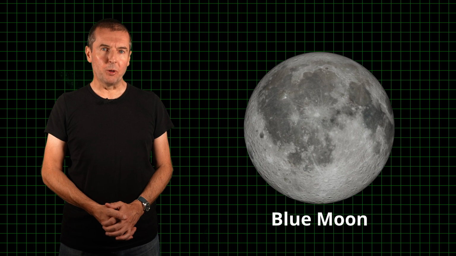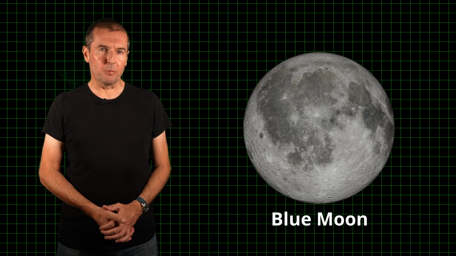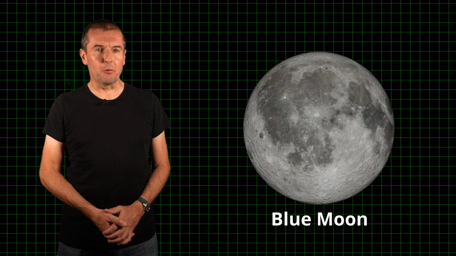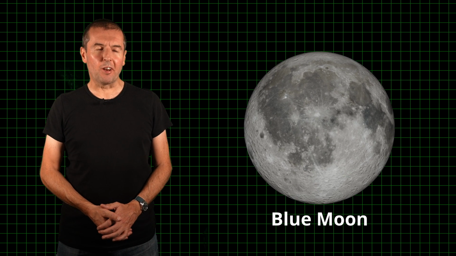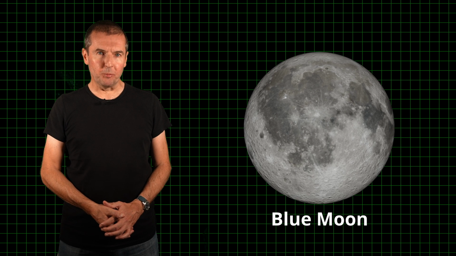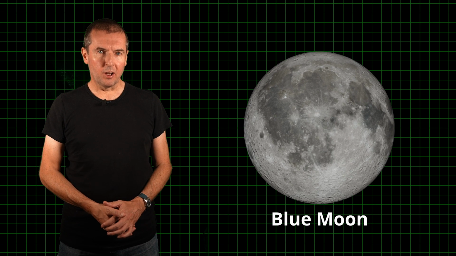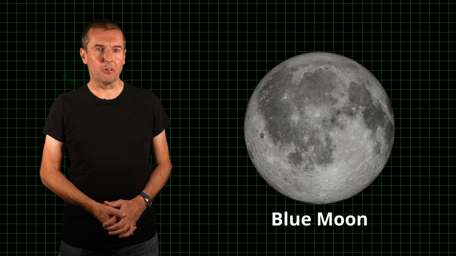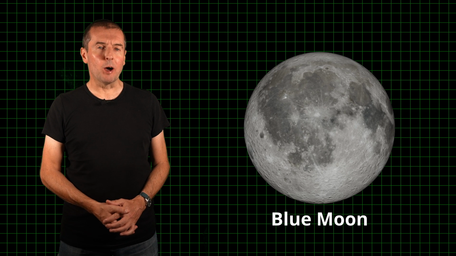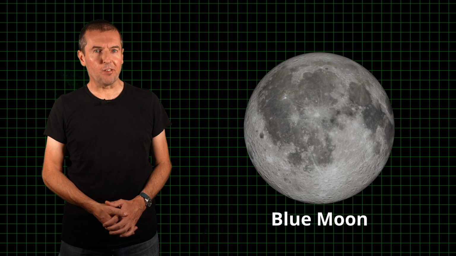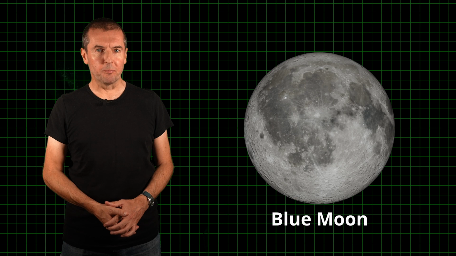Next, we have a blue moon. There's nothing special about a blue moon, and it's got nothing to do with the colour blue. It's just a name we use when we have a second full moon in a calendar month. Most months only contain one full moon, but about once a year, a month will contain two, and the second of these is a blue moon.